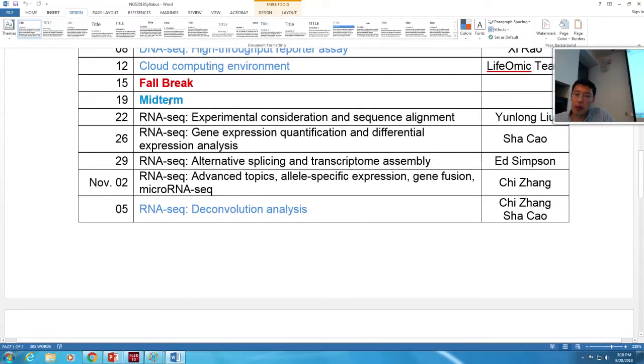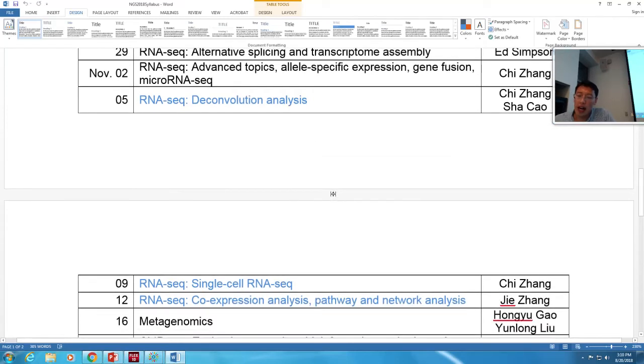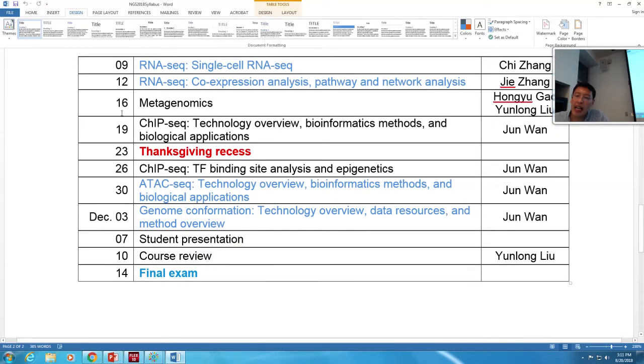And after fall break will be the midterm, and after that we will talk about RNA sequencing, including several new topics like deconvolution analysis, single cell RNA sequencing analysis, and the co-expression analysis, the pathway, and the network analysis. And then the last component of this will be the ChIP-seq, ATAC-seq, and chromosome conformation assays. So you can see that there are a couple of new components being added as well.